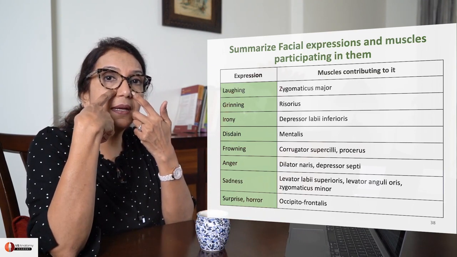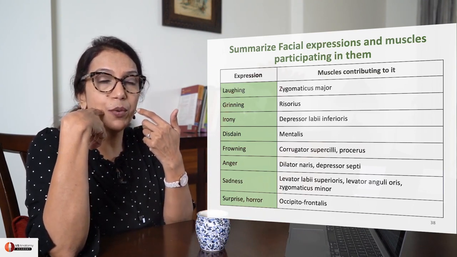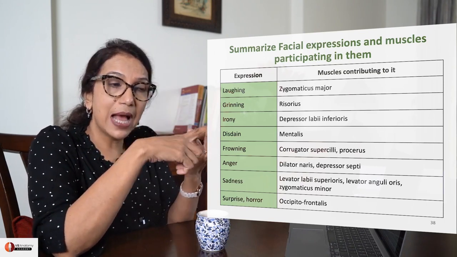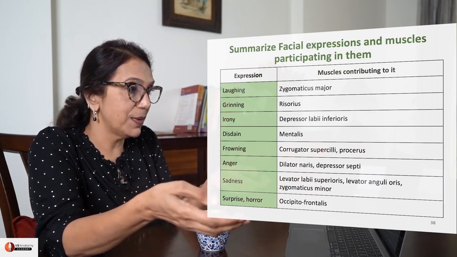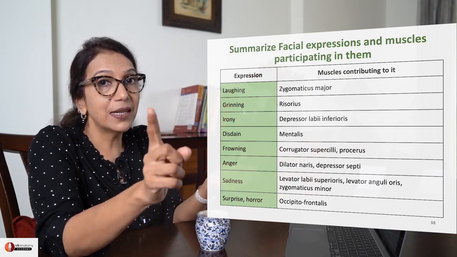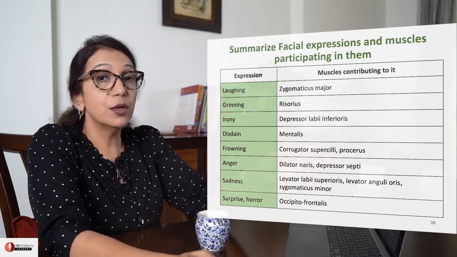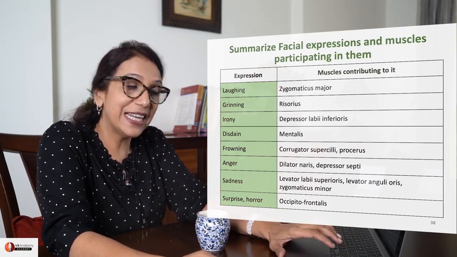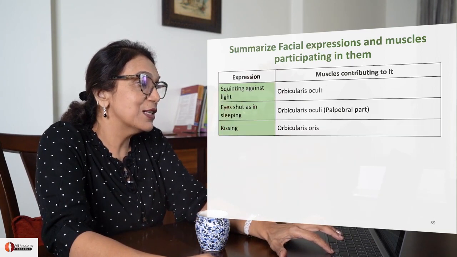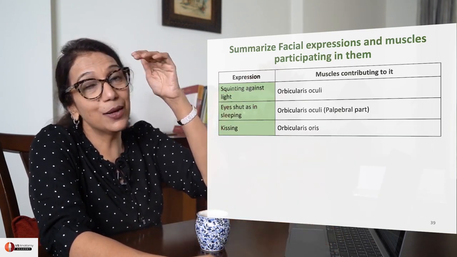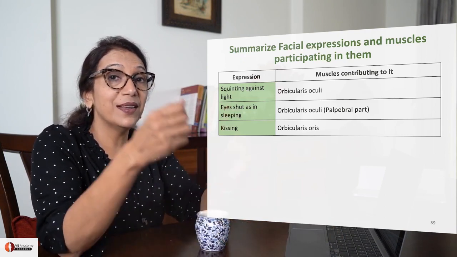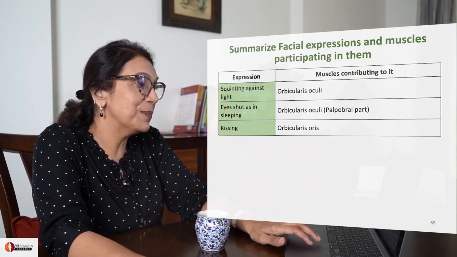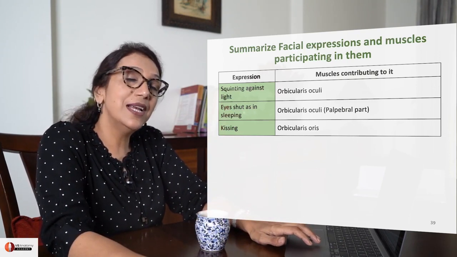Sadness, meaning the nasolabial furrow will become prominent. So, levator labii superioris, alaeque nasi, zygomaticus minor, helped by levator anguli oris. Surprise and horror, oh my God, is the occipitofrontalis. Squinting against light, there is too much light, I cannot see. Orbicularis oculi, it's all your eye muscles getting contracted and then you are trying to squint. Okay.